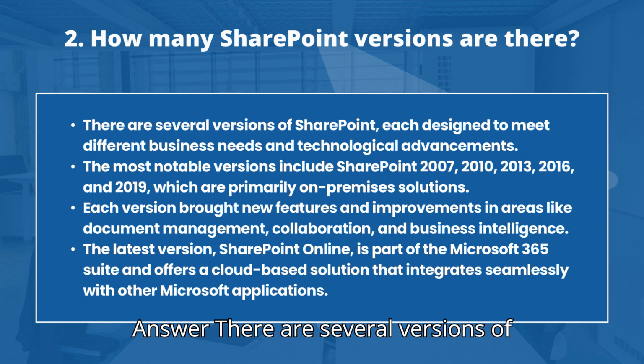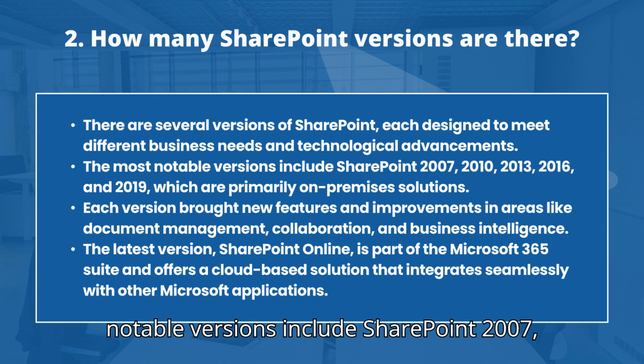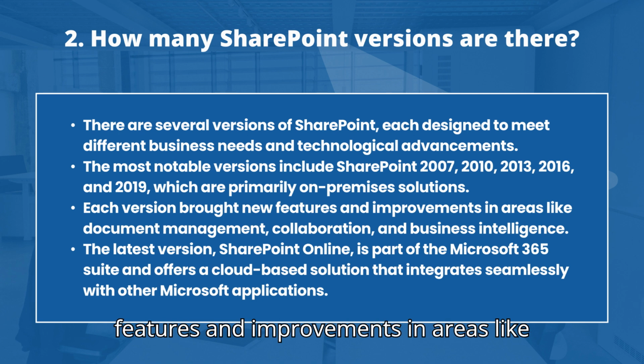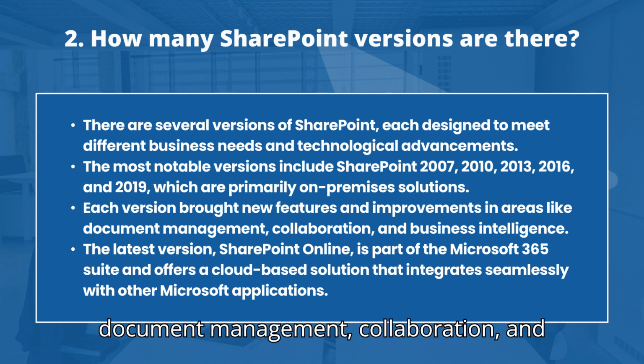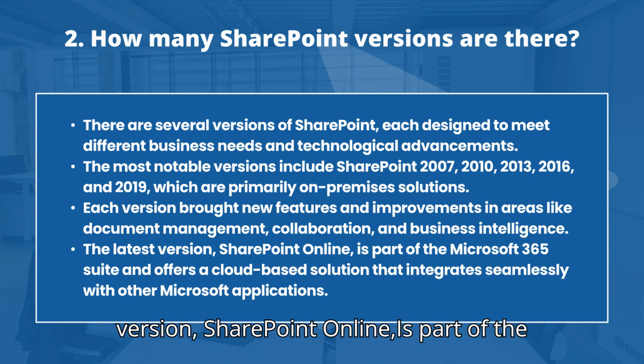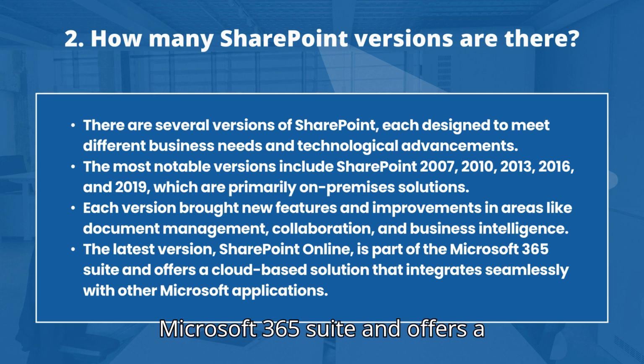Question 2. How many SharePoint versions are there? Answer. There are several versions of SharePoint, each designed to meet different business needs and technological advancements. The most notable versions include SharePoint 2007, 2010, 2013, 2016, and 2019, which are primarily on-premises solutions. Each version brought new features and improvements in areas like document management, collaboration, and business intelligence. The latest version, SharePoint Online, is part of the Microsoft 365 suite and offers a cloud-based solution that integrates seamlessly with other Microsoft applications.